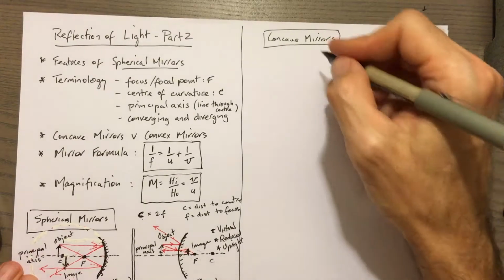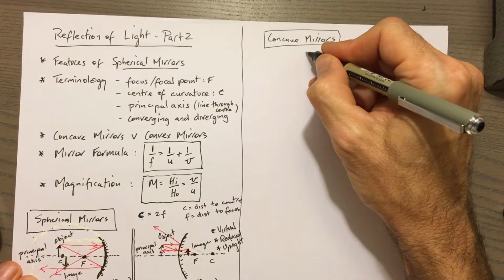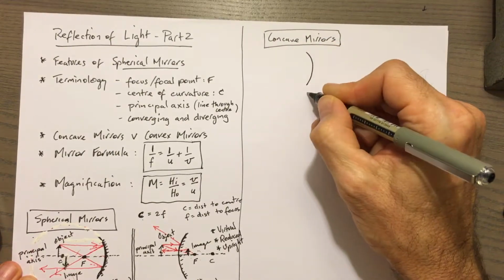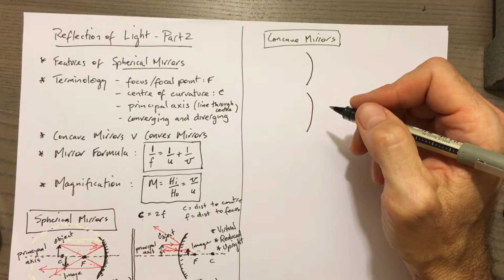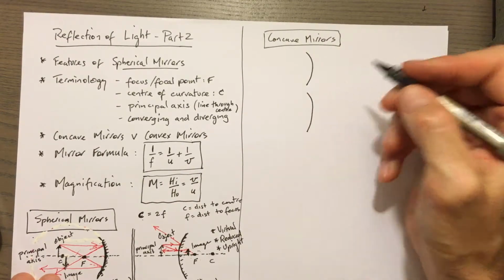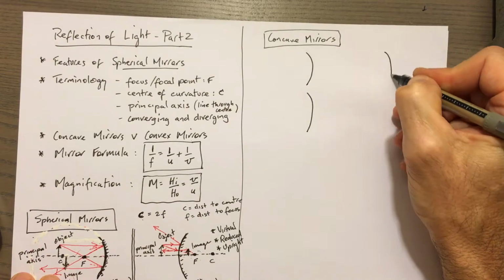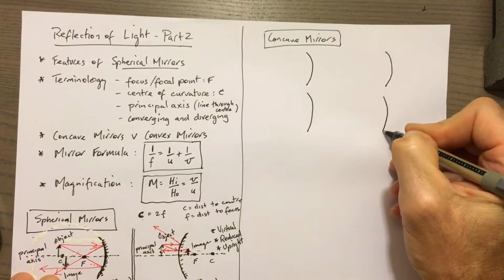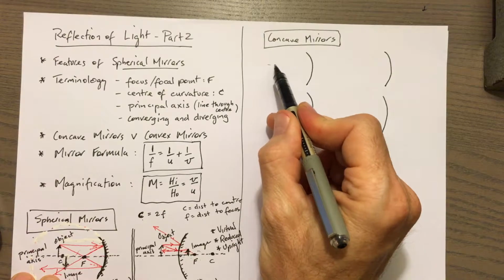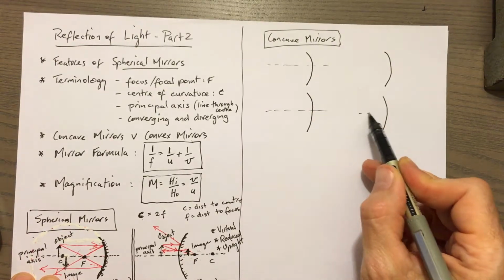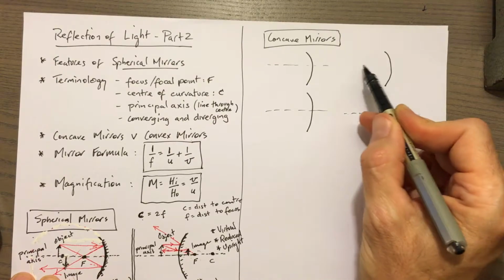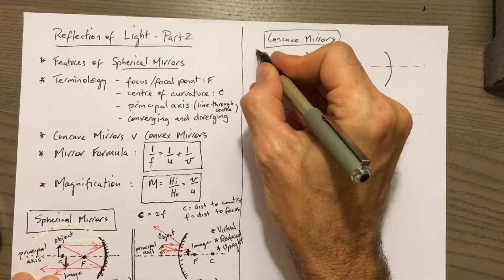But here I go. So I'm just going to draw up a bunch of concave mirrors. Now I think we can talk about maybe 4, maybe 5 cases. Okay, so I'll just start with 4. And we'll just put our principal axis in each case. Okay, so something like this. So we'll call this case 1.